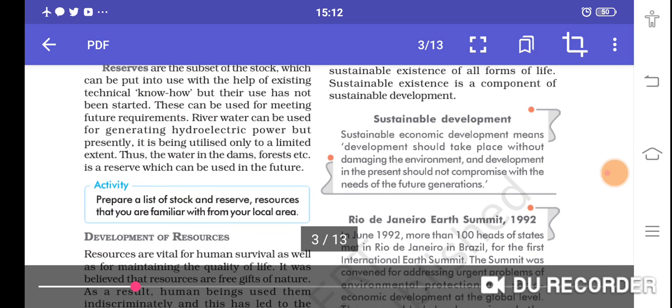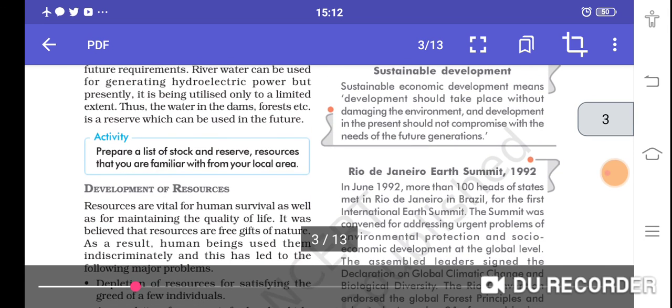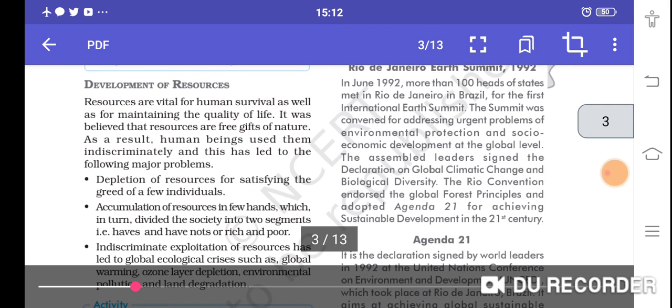So all these topics we already discussed in class 8. That's why I'm just explaining them to you in brief. For any confusion, you can contact me.